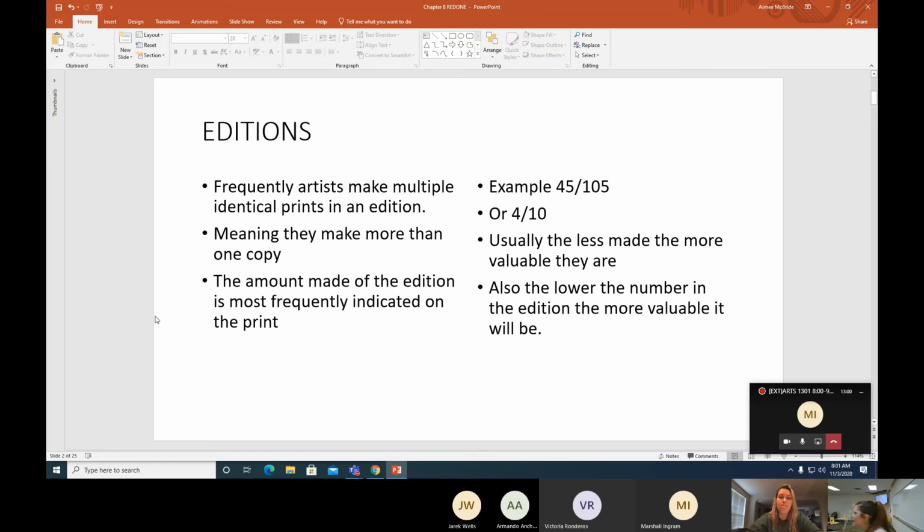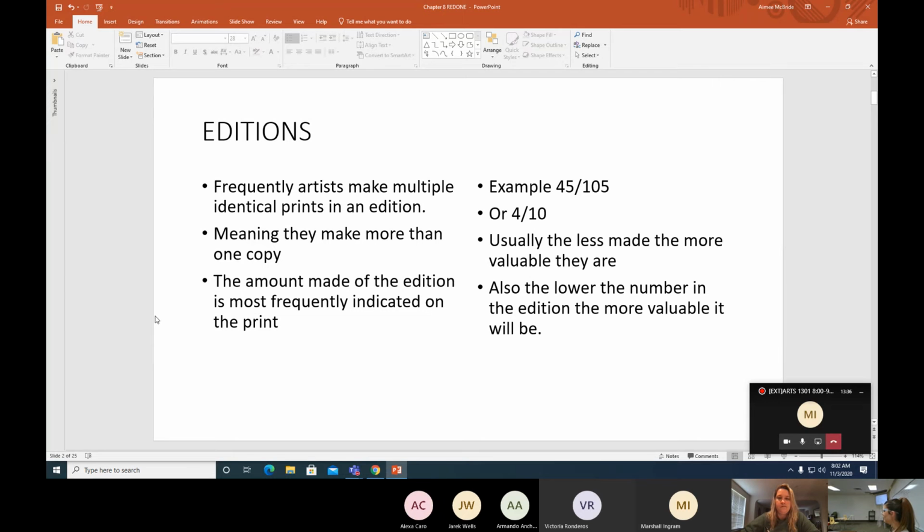Reasons for making prints. First and foremost, it is so that you can make a bunch of copies of something. People oftentimes ask me, why don't they just make a painting? Why make a bunch of copies of something? Well, a painting takes a lot of time to do. Prints require one form of like a stencil or a stamp, and then you can make a bunch of copies of the same thing over and over again.